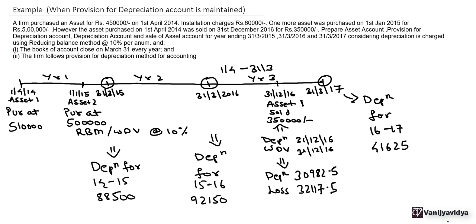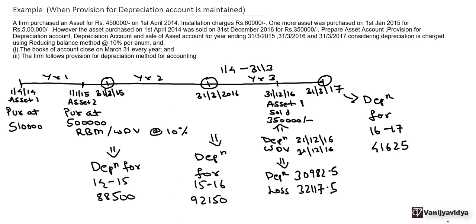Considering depreciation is charged using the reducing balance method at the rate of 10% per annum, and the books of account close on 31st March every year, the firm follows the provision for depreciation method for accounting. So this is similar to the example which we have solved earlier. Only thing is, here the way in which depreciation is accounted is different. That is, a provision for depreciation account is maintained, which is also known as accumulated depreciation.